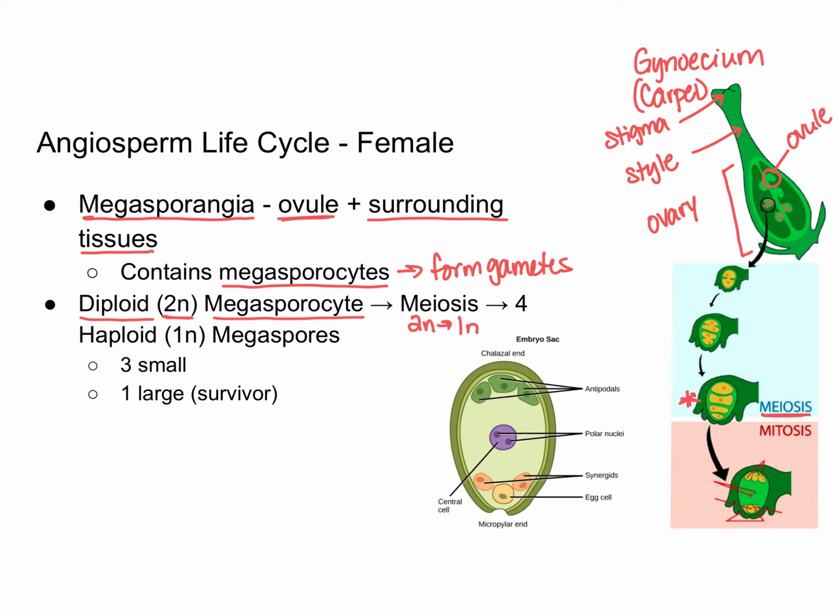Now, out of these 4 megaspores, 3 of them are not going to survive. Only one of them is going to survive to move on to the next step of reproduction. And I accidentally put this picture on the wrong slide, so ignore it for now, and we'll talk about this on the next slide.